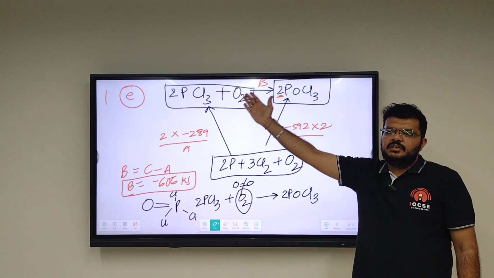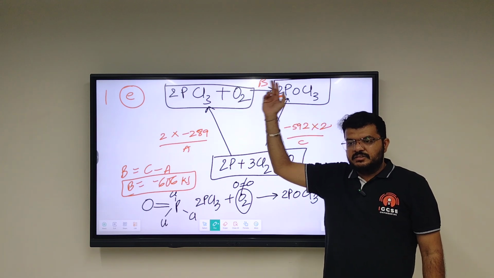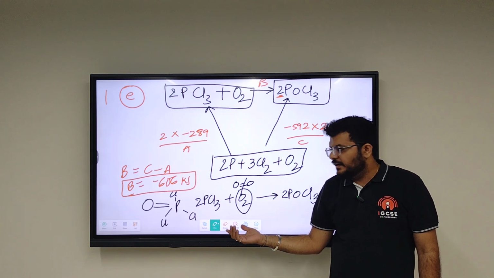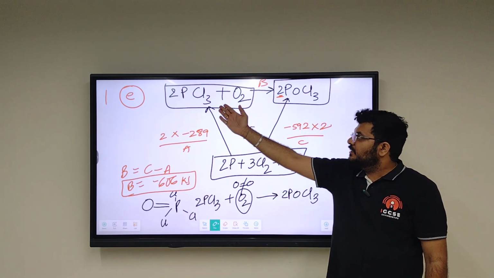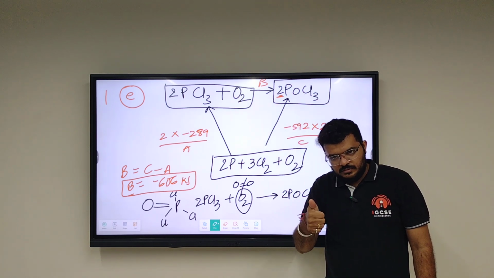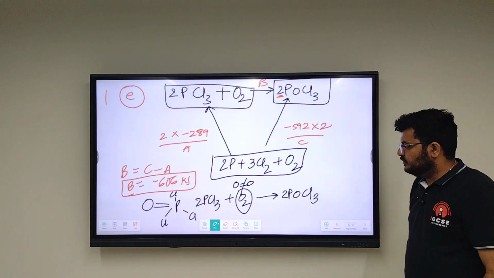I just found the equation, the change in energy for the whole equation. I found out the reaction enthalpy that is required. I did not find the PCl enthalpy. The reaction enthalpy is this whole thing. Makes sense? So you subtract that from this.